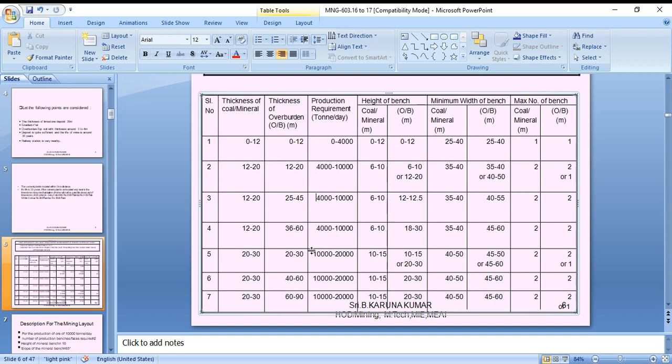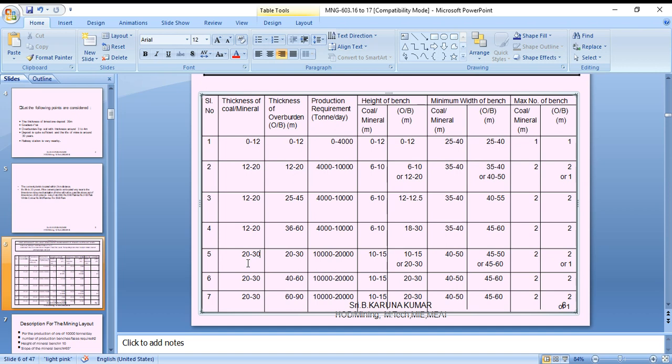So thickness of the coal mineral 12 to 20. Thickness of the ore body is 36 to 60. So 4000 to 10000 is the production requirement, ton per day. And height of the bench, coal or mineral, is 6 to 10, and OB is 18 to 30. And minimum width of the bench is 35 to 40, and 45 to 60. Maximum number of benches 2 and 2.